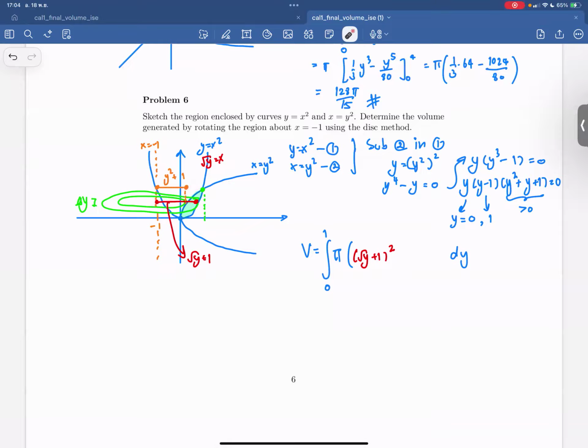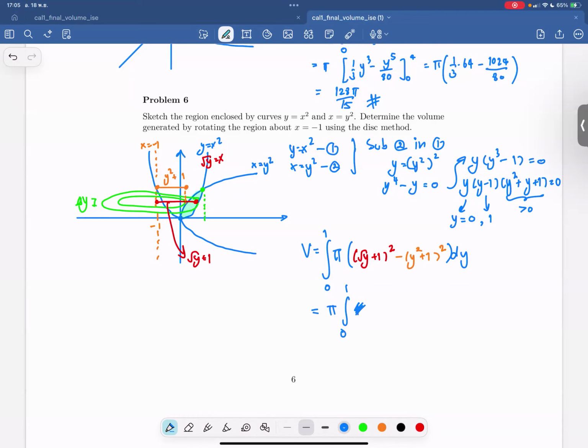So finally, the inner radius should be y squared plus 1, and then squared. Okay, so we are done. So next you may have to calculate it properly.